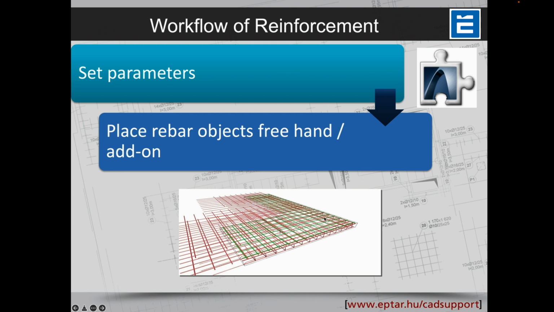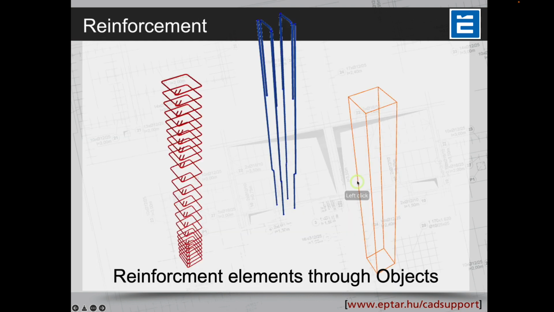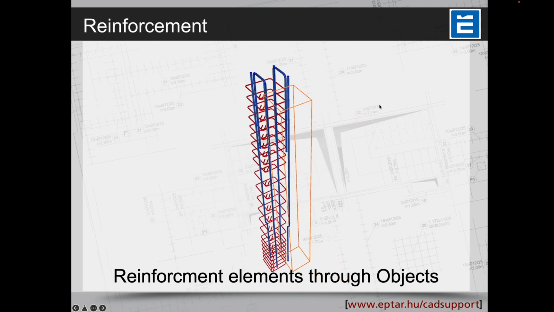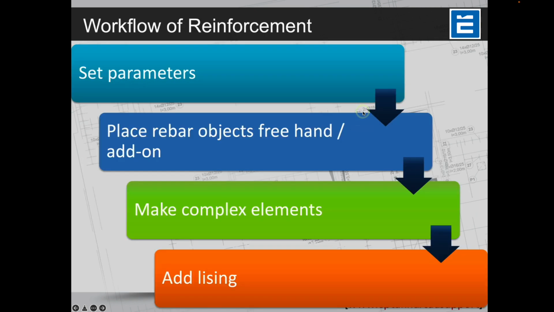Next function is the complex element. Complex elements are those that are combined from some different elements, for columns, beams, and crowning. After we place the elements, we are able to easily create a cutting list of them.